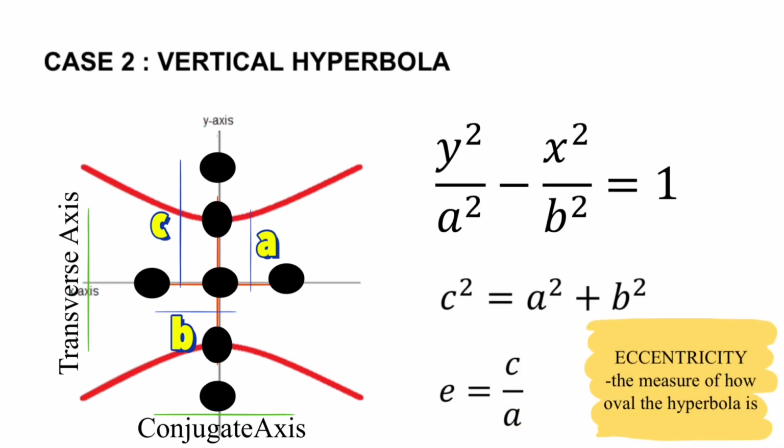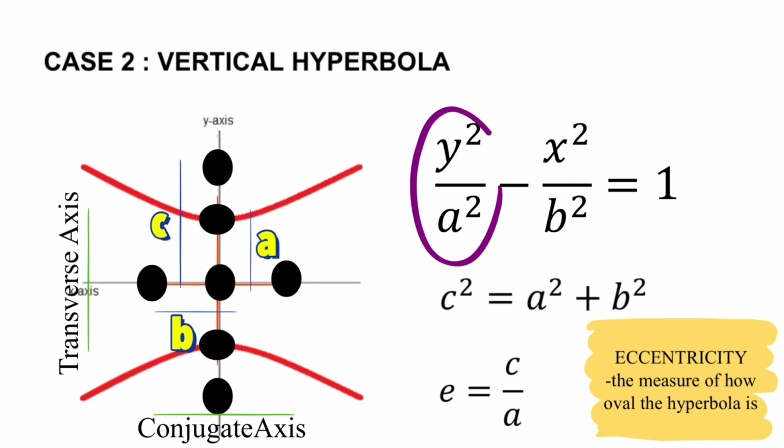We also remember that the standard formula for a vertical hyperbola is y squared over a squared minus x squared over b squared equals 1. Now, please notice that our vertex is on the vertical axis. That's the reason why our a is under the y. Remember, y means up or down. And that's the reason why the a squared is located under the y squared. We also remember that our y squared over a squared is positive because this is a vertical hyperbola.